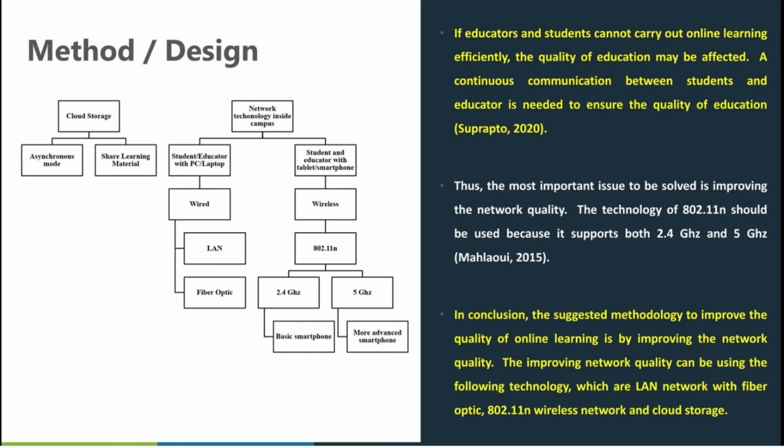Going into method and design, disruption of continuous communication between students and educators needs to be remedied if online education is to be utilized efficiently to ensure quality education. Thus, it is most important to improve the network quality. The 802.11n technology should be used because it supports both 2.4 GHz and 5 GHz.